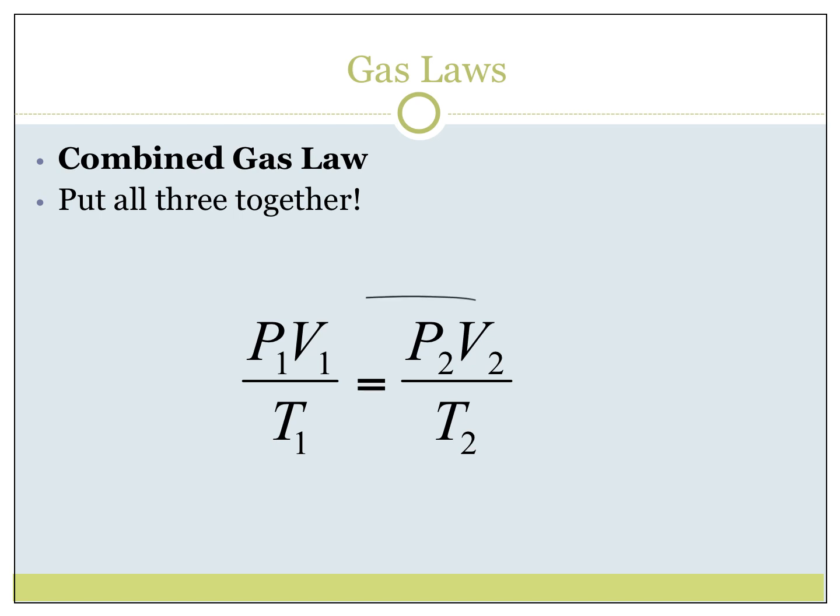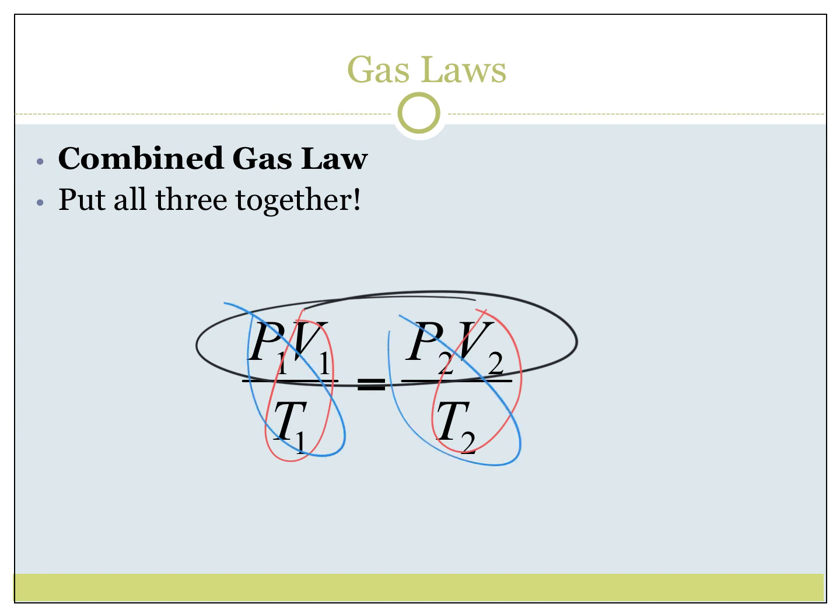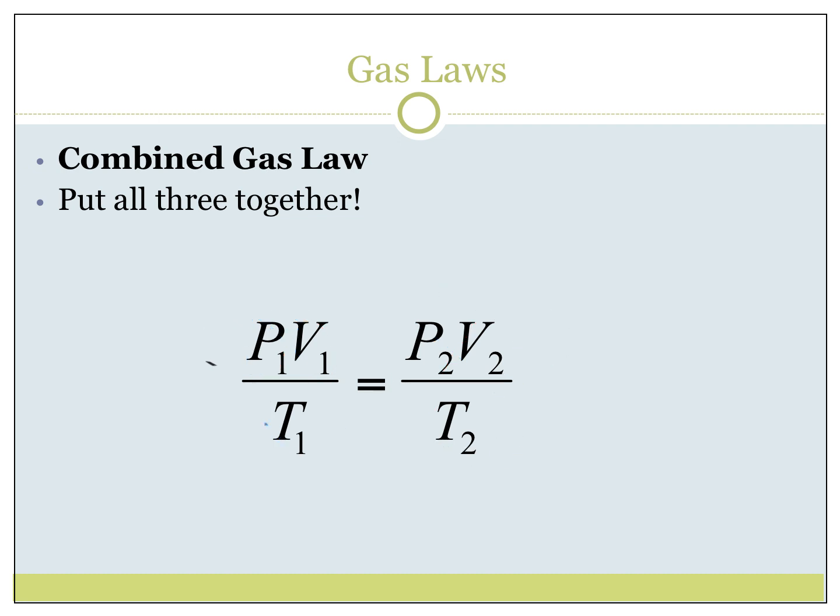Can you see how the combined gas law is just that? There's Boyle's. There's Charles's. And there's Gay-Lussac's. Right? They're all there, just smushed together. Okay, so this one is called the combined gas law. So if we know this one, we automatically know all the other three. This one should go on your little equation sheet that you started last class.